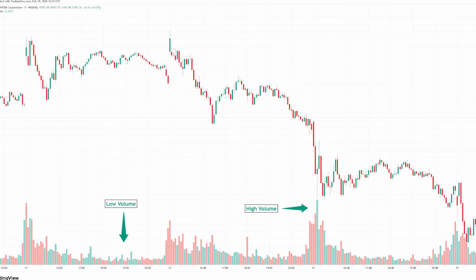Now let's talk about volume indicators. Volume is a key part of technical analysis because it confirms price moves. If price breaks out and volume is surging, that breakout is much more likely to be real. The key tool here is the basic volume bar. The taller the bar, the more shares are being traded.